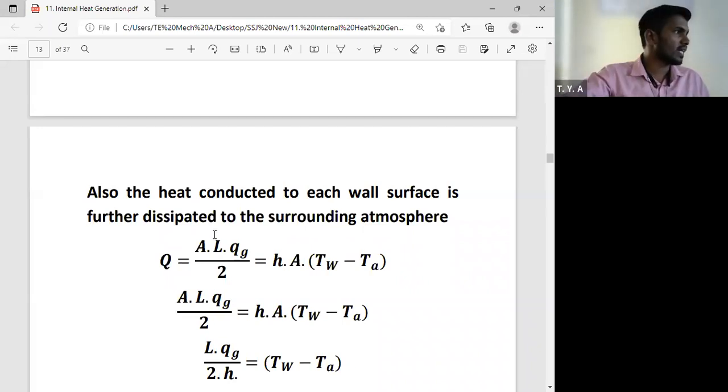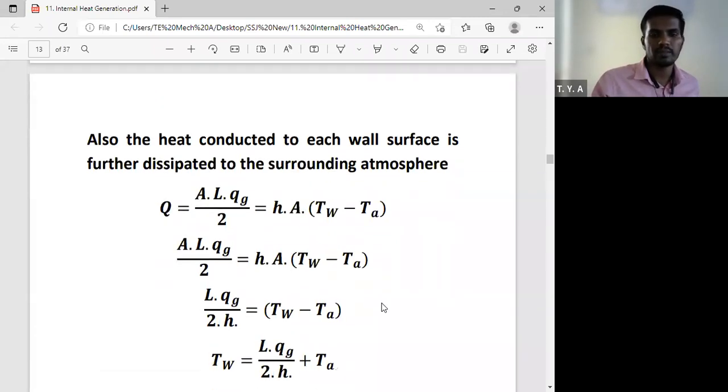Surface temperature काय असणार आहे? TW, that is wall temperature. आणि जी काही surrounding air आहे, what is the temperature of surrounding air? That is TA. Okay, so in that form we have to write down the equation of HA delta T. So H into A into TW minus TA. ते इक्वेट करा. काय काय कॅन्सल होते बघा.